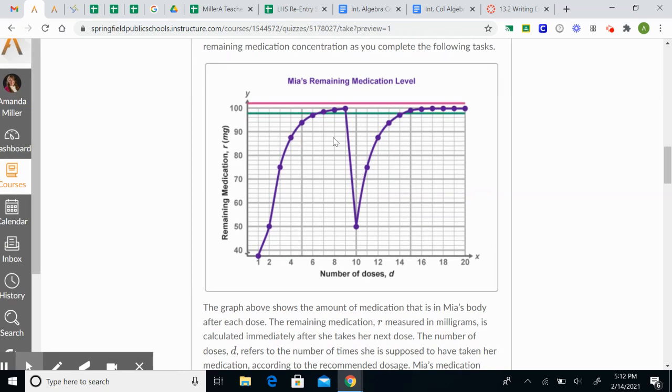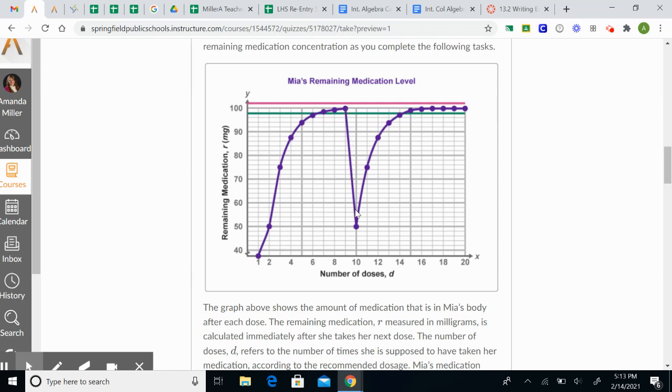Now, would you consider this a linear graph? No, I wouldn't say this is a linear graph. If it was a linear graph, this rate of change would be constant. See how my slope varies depending on what two doses I'm looking at? This would be what I would consider an exponential equation.